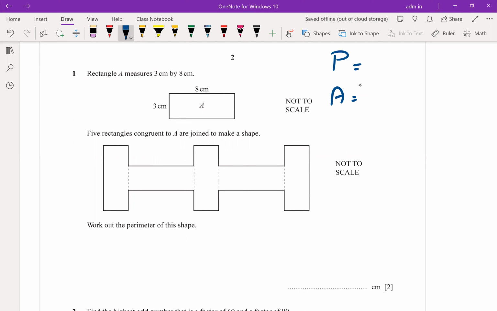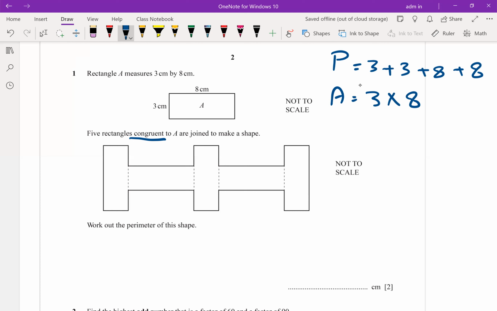The perimeter is the sum of all sides, so 3 plus 3 plus 8 plus 8. But how to find its area? Length times width. 5 rectangles are congruent. Congruent means identical, the same. When they are joined to make a shape, this is the composite shape. Work out the perimeter of this shape.